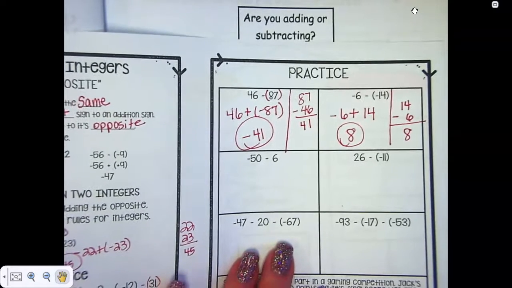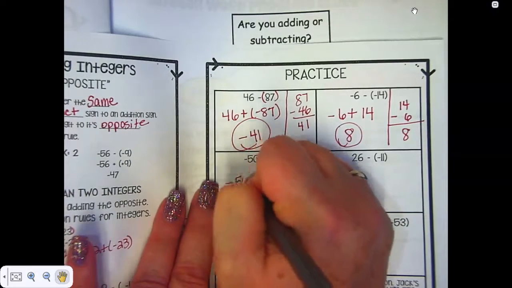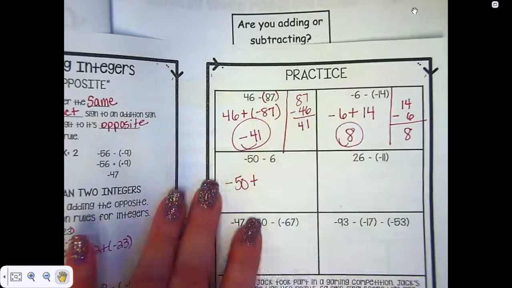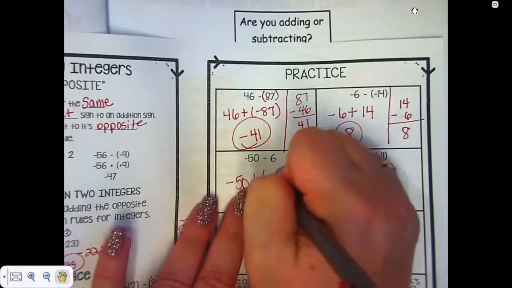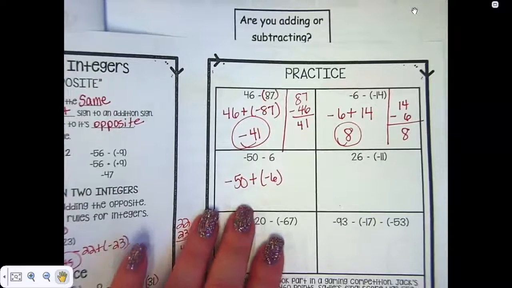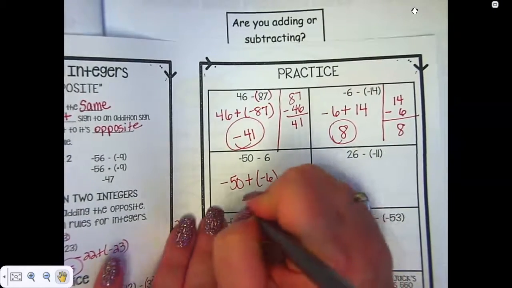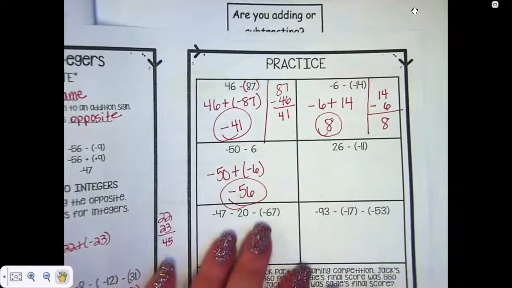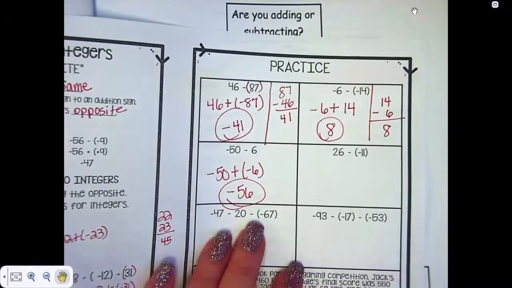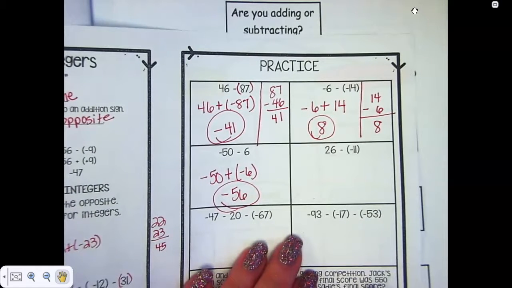All right. Negative 50 minus 6. Negative 50 minus 6, that becomes negative 50 plus negative 6. The signs are the same, so we add, and the answer is negative 56. Oh, y'all are good. I'm impressed. All right, try the next one. Change it on your own. See what you can do.